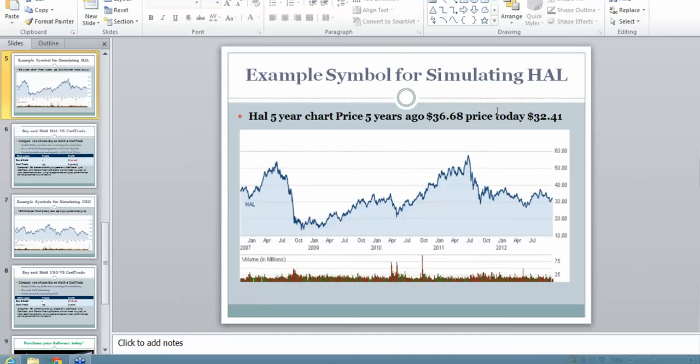Halliburton. This is one that a lot of our clients like to trade because it's pretty volatile in a pretty tight range. That stock typically trades between $30 and $50, but most of the folks trading it are between $30 and $40. So this range right here. But the price of Halliburton 5 years ago was $36.68, and once again, this is a few weeks ago, my apologies. And the price today, a few weeks ago, was $32.41. So buy and hold, you lost money.